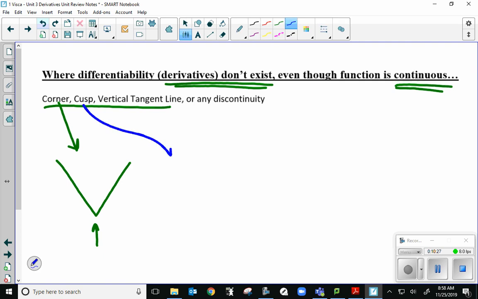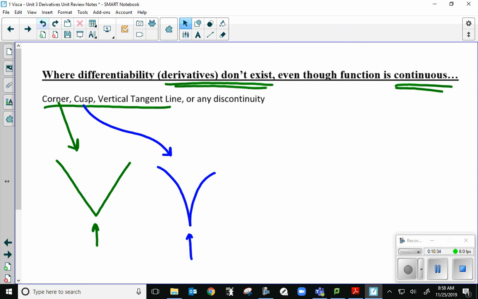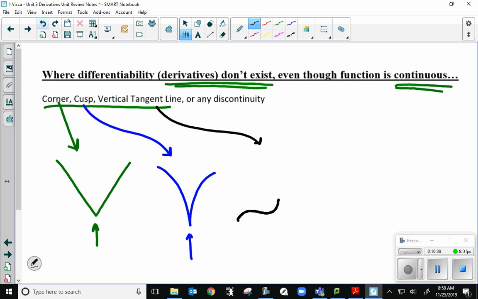A cusp is like a squeezed corner. It's almost like a cursive V. Same deal. The derivative is not the same from both sides. A vertical tangent line is if I'm drawing a graph here and something comes straight up like that. Let me explain why this vertical tangent line is continuous. That's the easy part. I can draw it without picking up my pencil, but it's not differentiable. I can't take the derivative there. Let's go back to something simpler. What is the derivative of a horizontal line? The derivative is 0.